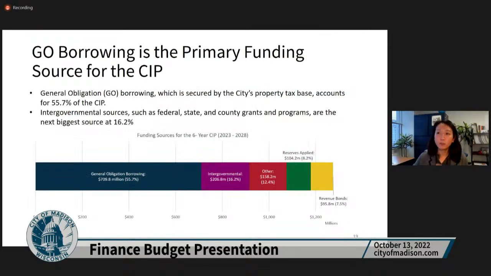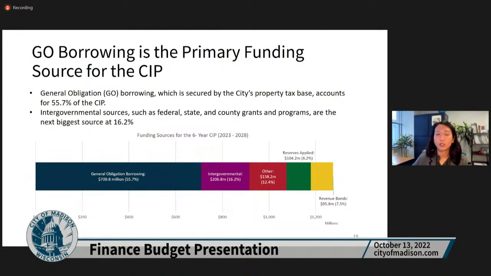And the final point and slide about the capital budget is looking at what are all the different funding sources for the capital budget. General obligation borrowing is secured by the city's property tax base, and that makes up a little over half of the budget. So of the $1.27 billion over the 6-year CIP, about $710 million of that is through money that the city would borrow and have to pay back.